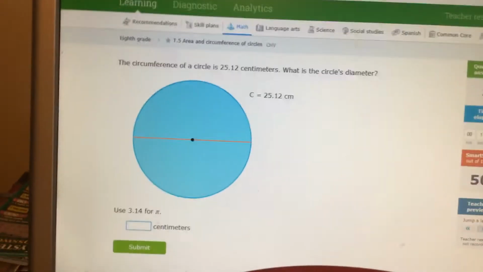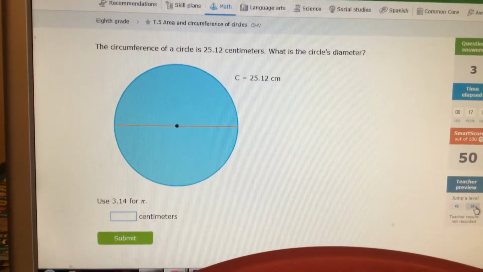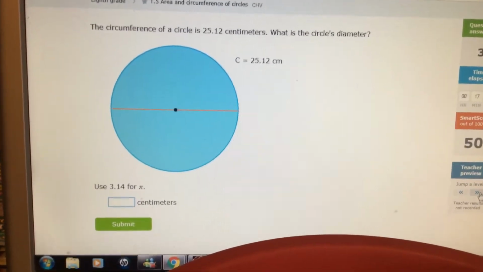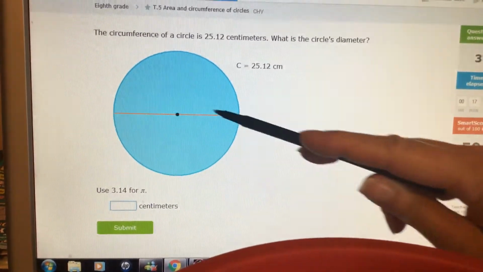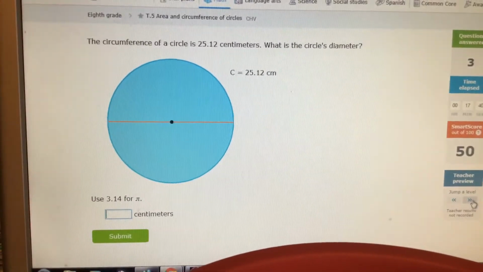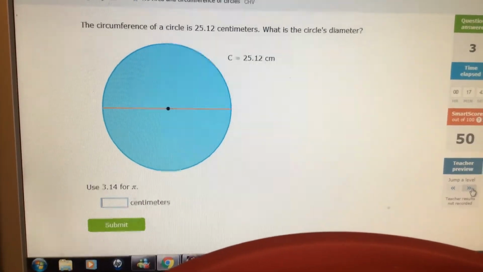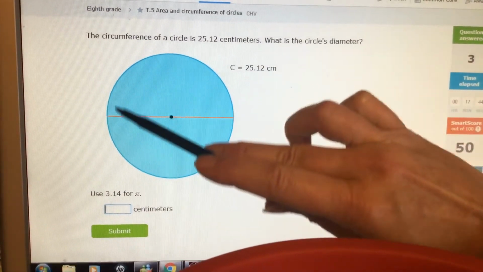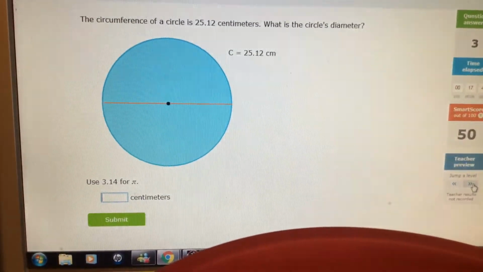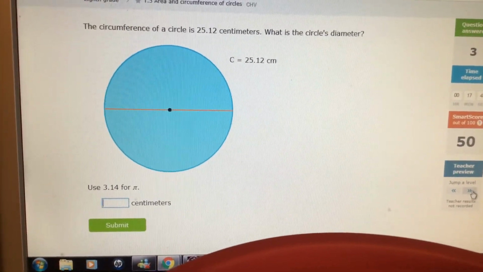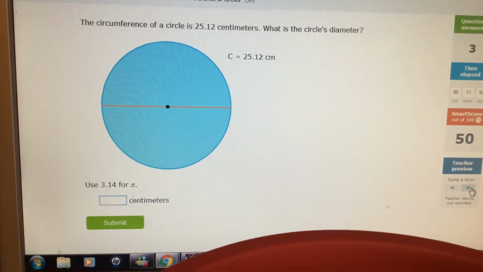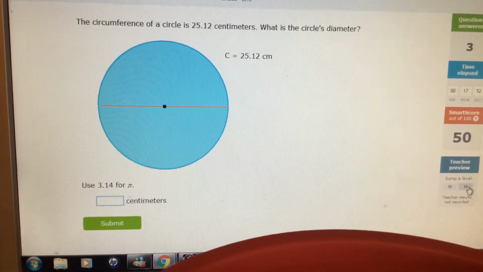Okay, now you get a different kind of problem. Now they're no longer giving you the diameter or the radius. You're going to have to go backwards. They're saying the circumference, so the outside measure of the circle is 25.12 centimeters. What's the diameter of the circle? So you have to think backwards.